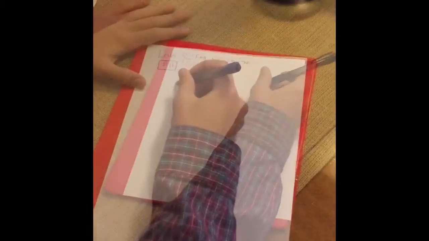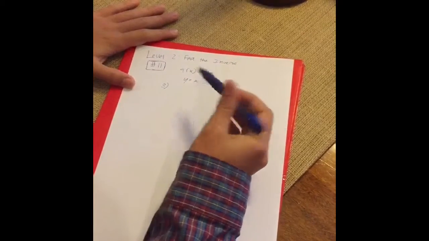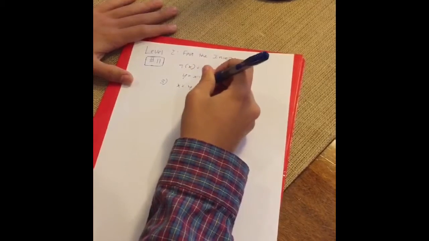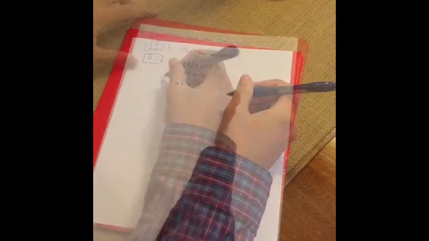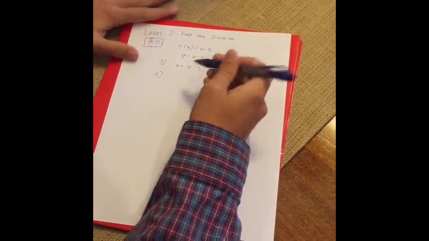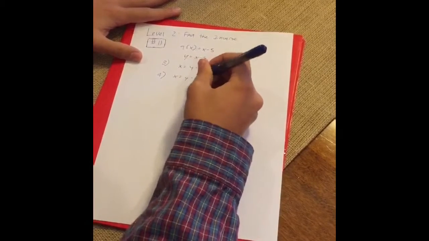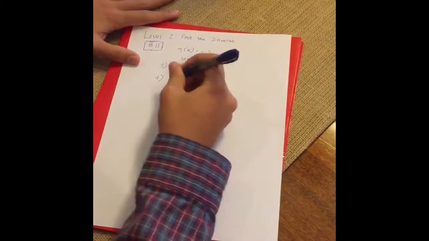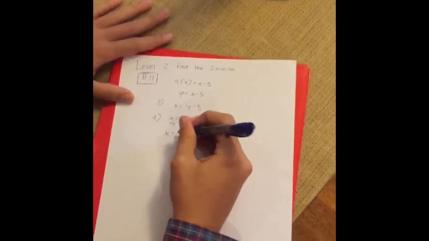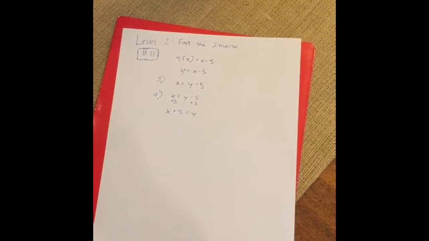Here's step 3. Now we have to flip the y and the x. So we have x equals y minus 5. Here's step 4. To get y by itself, we have to add 5 to each side. So we're going to add 5 and add 5. That gives us x plus 5 equals y, as you can see here, and that is our inverse.